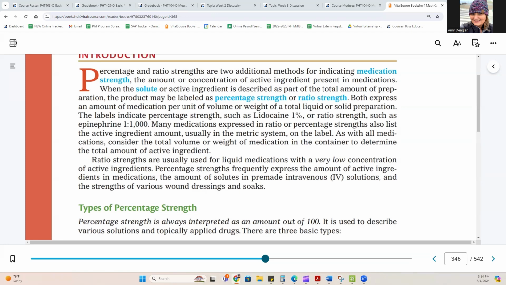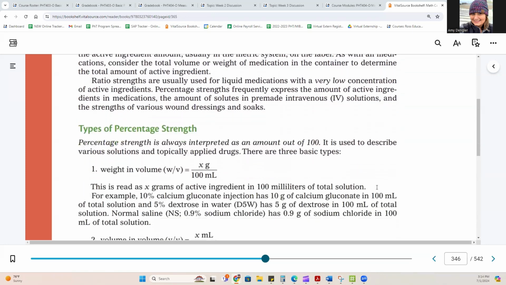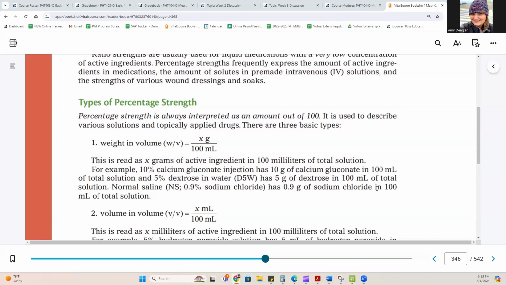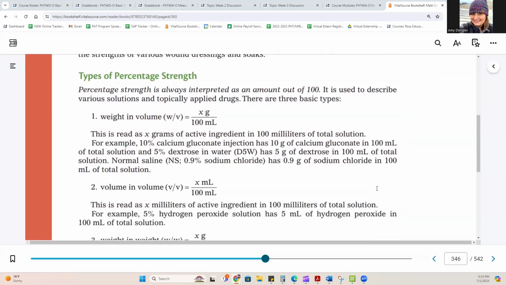Ratio strengths are usually used for liquid medication with a very low concentration of active ingredients. Percentage strengths frequently express the amount of active ingredients in medications, the amount of solutes in pre-made intravenous solutions, and the strengths of various wound dressings and soaps. Percentage strength is always interpreted as an amount out of 100. It is used to describe various solutions and topically applied drugs.